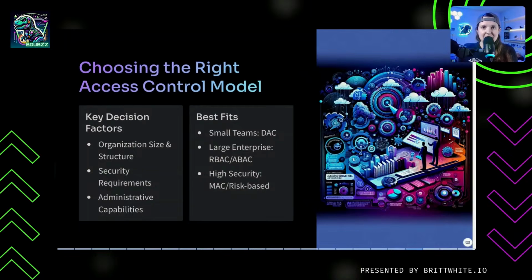Second, security requirements. For highly sensitive data or strict compliance needs, consider MAC, or risk-based access control. These provide rigid structure and continuous monitoring. If you need flexibility, ABAC or context-based controls can adapt while maintaining security. Finally, administrative capabilities. With limited IT staff, avoid complex systems like ABAC that require extensive rule management. With a strong security team, you can implement sophisticated approaches like risk-based access control.